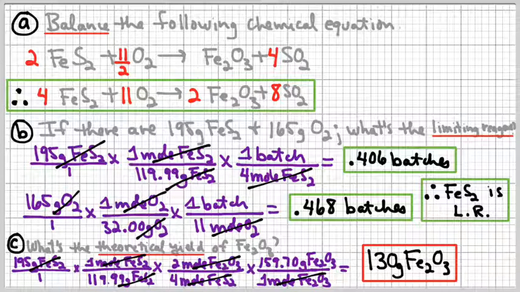So limiting reagents, just like with the recipe problems, when an ingredient runs out, it determines how much product could possibly be produced.